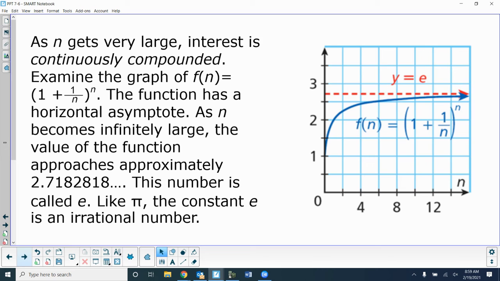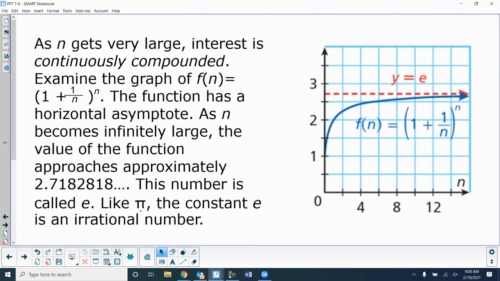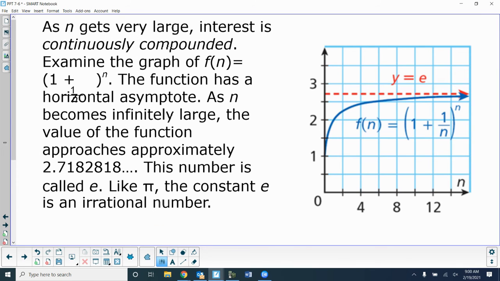Remember we talked about that when we first started this chapter. We just said it one day and we didn't worry about it. But an asymptote is a line that a graph will approach but never actually touch. It's really, really close to it, okay? And this number, where this dashed line is, is like 2.7182818, and it just keeps going. It's like pi.